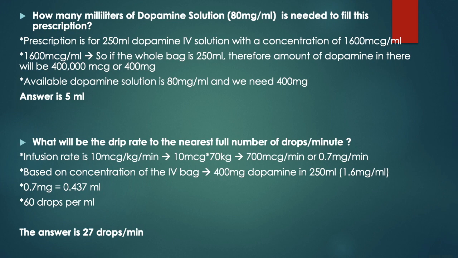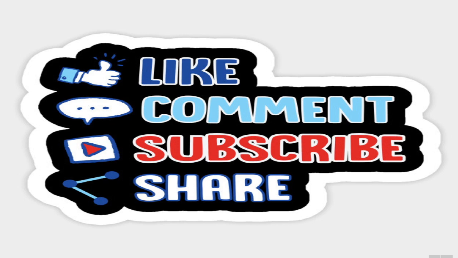Okay, once again, infusion rate is 10 micrograms per kilogram per minute as per the prescription here, okay? The patient weighs 70 kilos. You multiply, you get 700 micrograms per minute or 0.7 milligrams per minute. Now, based on the concentration of the IV bag, for every 1 ml, you're going to have 1.6 milligrams of the dopamine. So if you divide that, you're going to find that you have 0.437 ml. And if you multiply it by the 60 drops per ml, you're going to get an answer of 27 drops per minute. And that would be the end of this video.